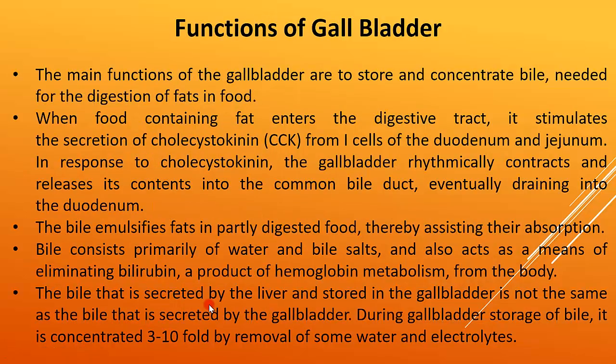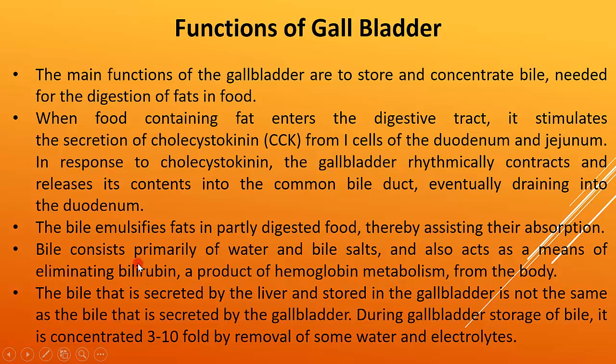Functions of gallbladder. The main function of the gallbladder is to store and concentrate bile needed for the digestion of fats in food. When food containing fat enters the digestive tract, it stimulates the secretion of cholecystokinin from I cells of the duodenum and jejunum, and in response to cholecystokinin, the gallbladder rhythmically contracts and releases its contents into the common bile duct, eventually draining into the duodenum. Bile emulsifies fats in partly digested food, thereby assisting their absorption.